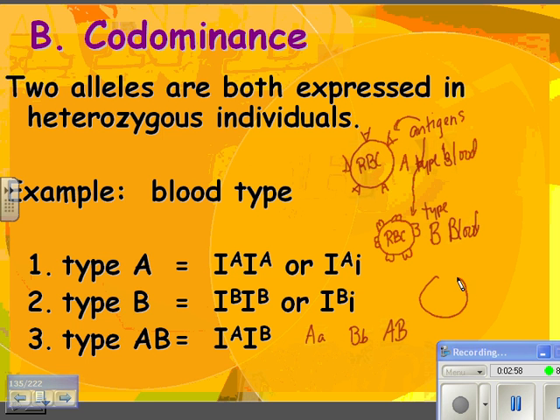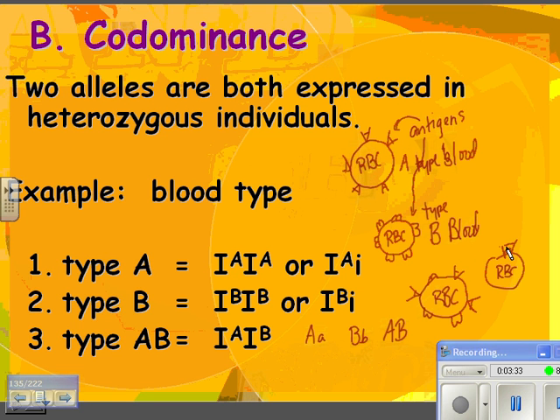And then the cool thing here is if you have type AB blood, here's your red blood cell, you've got the A antigen and the B antigen. And so they both show up. They're both there. A isn't any more prevalent than B, and B isn't any more prevalent than A. They don't mix. You don't end up with a red blood cell that has some kind of mixed thing. The antigen doesn't look somewhere between A and B.